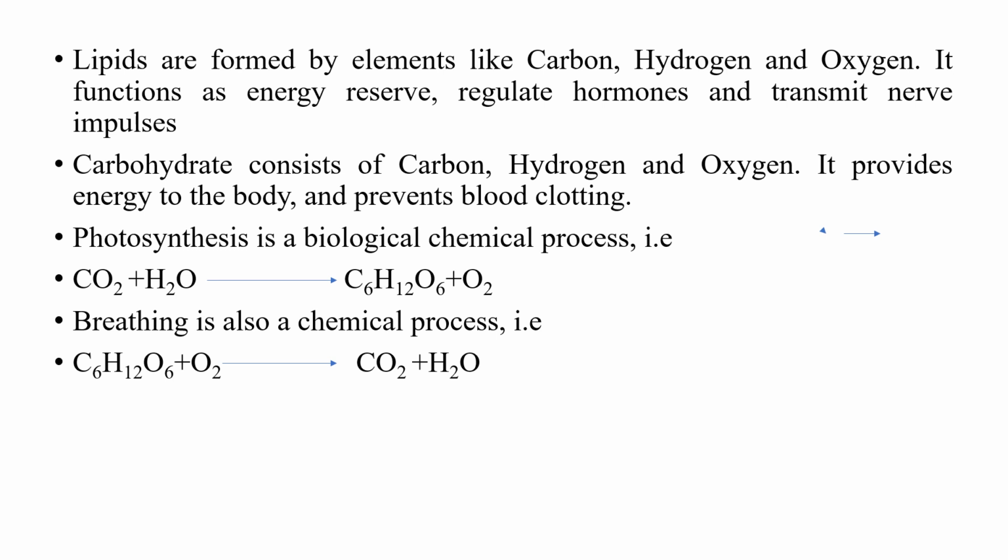Carbohydrates consist of carbon, hydrogen, and oxygen, which are different elements. Carbohydrates provide energy to the body and also prevent blood clotting. Look at another biological chemical process, photosynthesis, for example. If you look at the equation normally used to represent photosynthesis and respiration, you will see that each of them is made up of different elements, and that's why we say it's a chemical process.